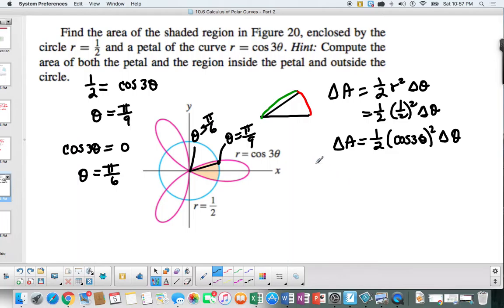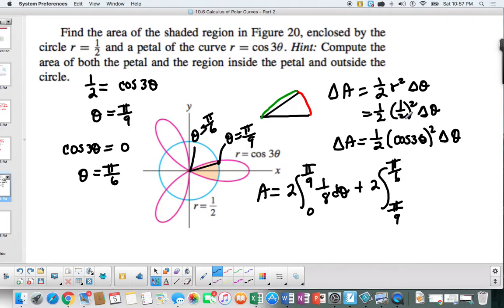All right, so let's go ahead and find the area. Remember, this is doubled. So our area will be equal to 2 times, and I'm going to find this area right here from 0 to pi ninths of, and this looks like it's just 1/8 delta theta, plus 2 times, and I'm going to go from pi ninths to pi sixths, and then I'm going to use this area formula, which is 1/2 cosine of 3 theta squared d theta. And this will give me the area that I'm talking about there.